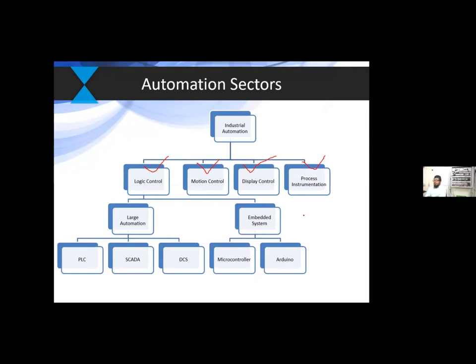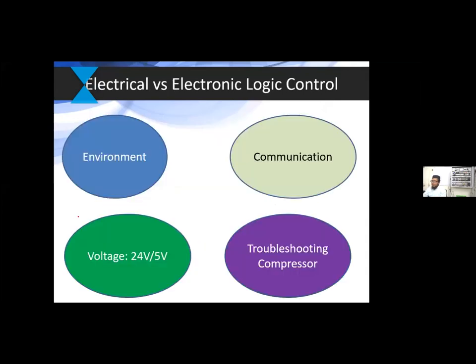Okay, so logic control we can categorize into two categories. One is large automation, sometimes called electrical automation, and the other part is the embedded system that people sometimes use with microcontrollers, Arduino, in small projects. So these are the two types of controllers of automation. One is the PLC, SCADA, DCS part, and the other is the embedded system, that is microcontroller, Arduino and so on.